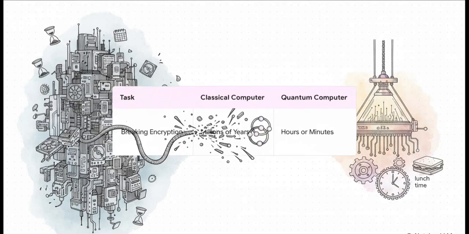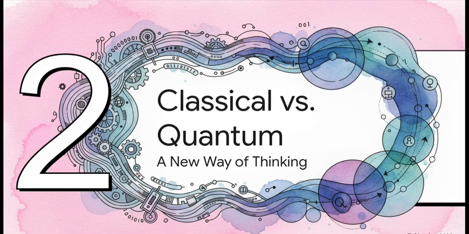Now, look at the sheer scale of this difference. The math problems that protect your data are so tough that today's fastest supercomputers would need literally millions of years to break them. But a quantum computer? Well, theoretically, it could do it in the time it takes you to grab lunch. So, what's the magic trick here? How is that even possible? Okay, let's get into it.